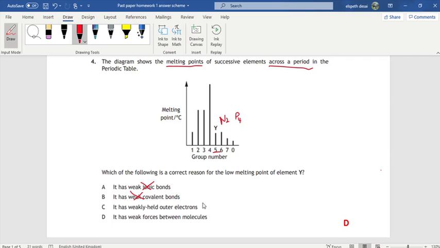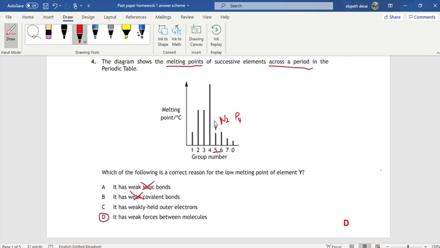C, it has weakly held outer electrons. That's kind of possible. We do know that weakly held outer electrons are a thing. That's if an element has a low ionization energy or a low electronegativity, it's got weakly held outer electrons, but that doesn't really link into melting point. The key thing here is that phosphorus and nitrogen both have weak forces between their molecules. So remember, this is really, really important. I can't emphasize how important it is.